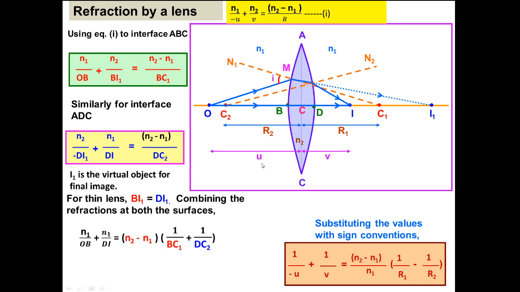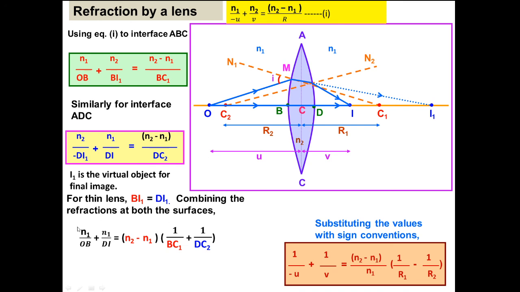by minus, we can say, DI1, and here it will be minus OB, if we give the sign convention, plus N1 by DI. Now the final image is in the rarer media, equal to N2 minus N1 by DC2. For this surface ADC, C2 is the center.